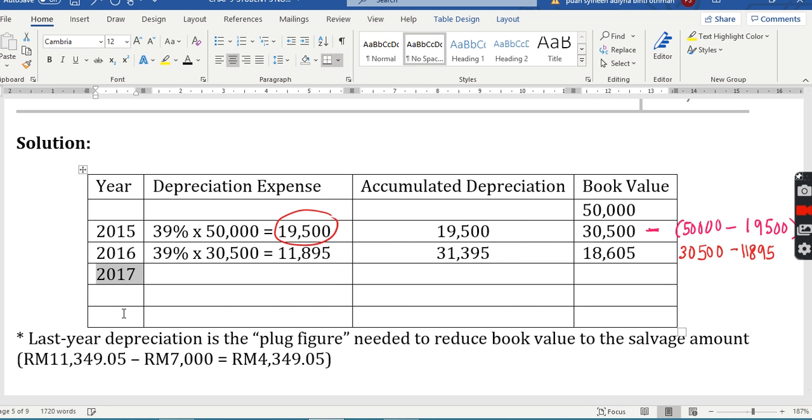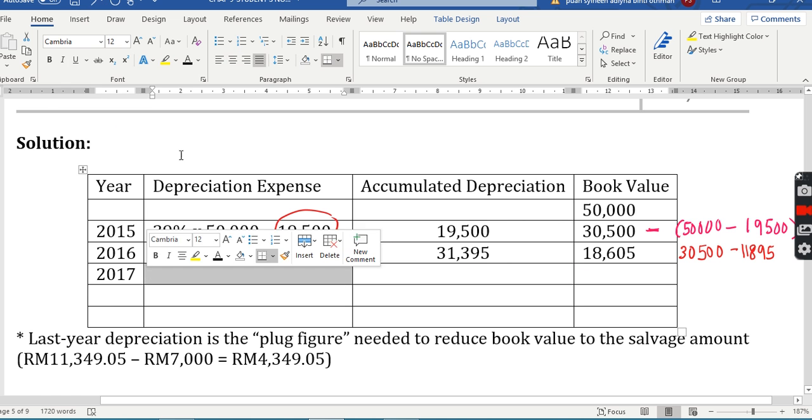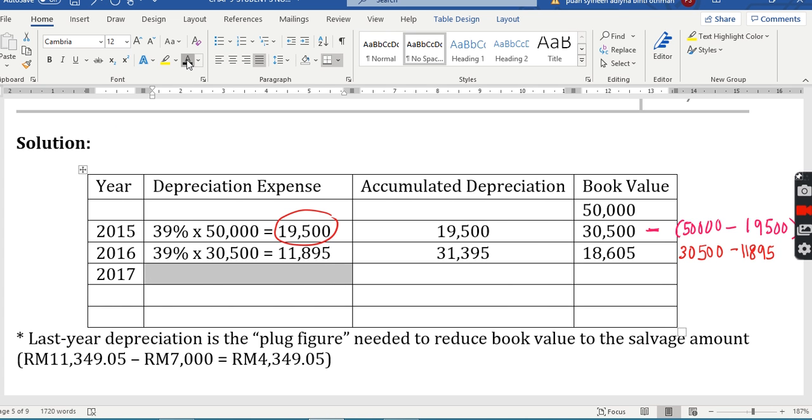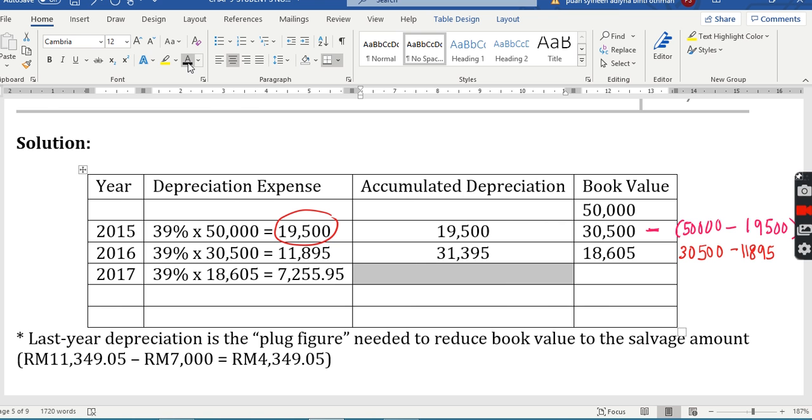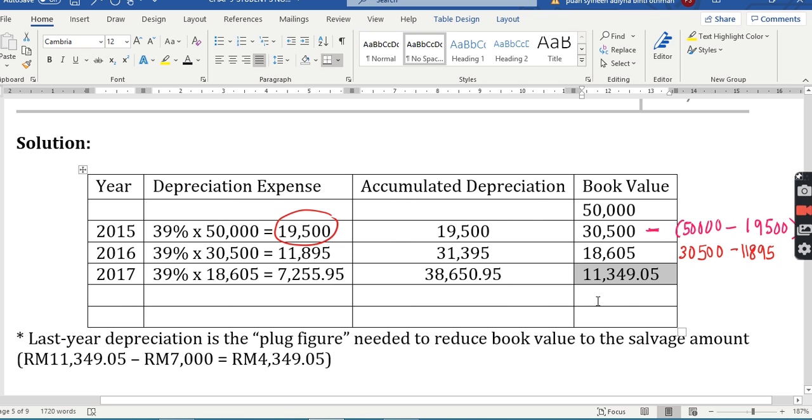For the year 2017, we're still taking the same rate, that is 39%, multiplied with 18,605, the latest book value. So we'll get 7,255 ringgit and 95 cents. The accumulated depreciation until 2017 is 38,650 ringgit and 95 cents. That leaves you with a book value of 11,349 ringgit and 5 cents.